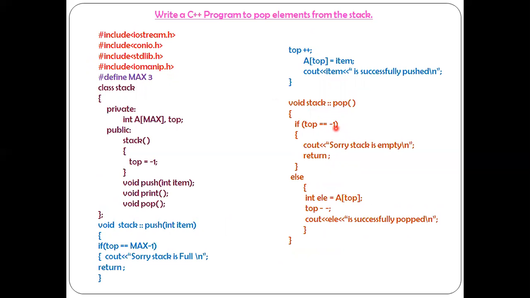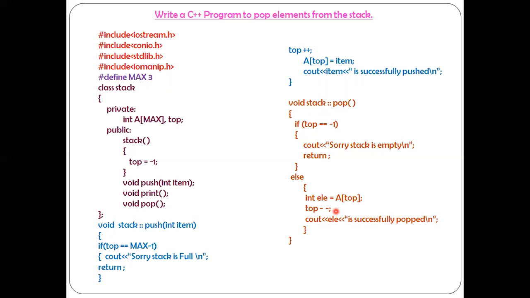0 is equal to -1, condition false. Condition false means I'll execute the else part. Open flower bracket. Int element is equal to a of top. a of top means a of 0. What exactly is stored in a of 0? 10. 10 is assigned to which variable? Element. Element is of type integer. That means the deleting element is assigned to the variable called element.